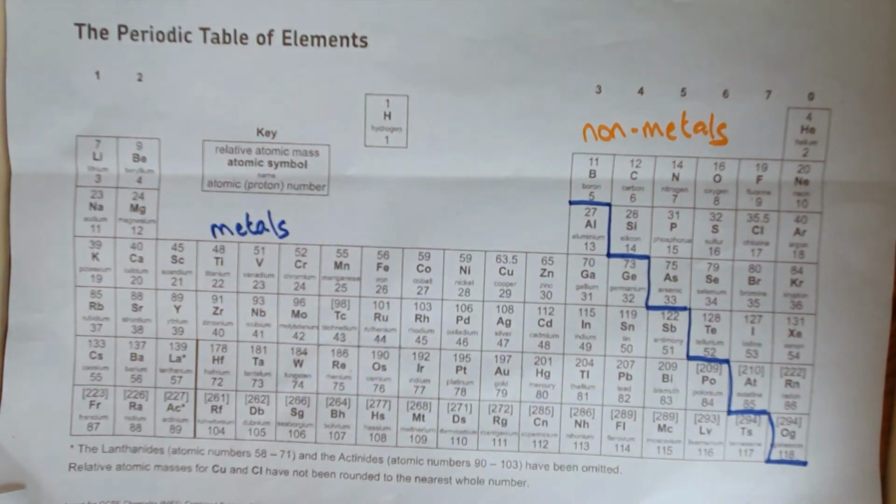And remember, an ionic bond is that electrostatic force of attraction between the positive ions and the negative ions. The electrostatic force of attraction.